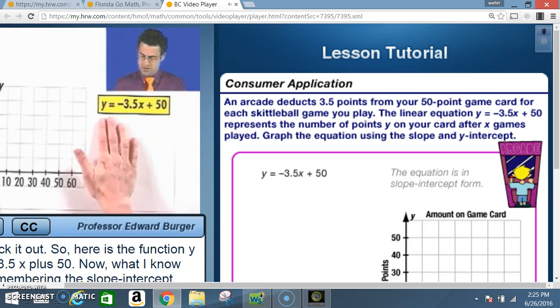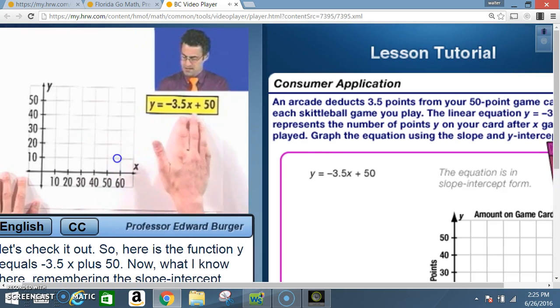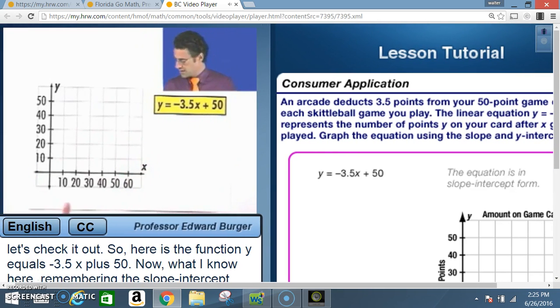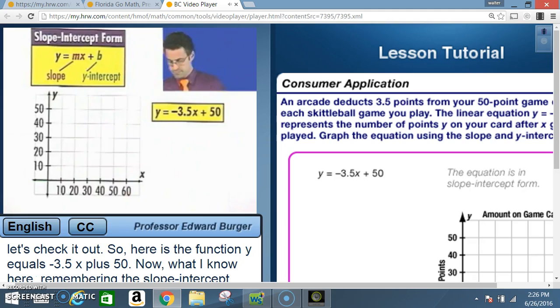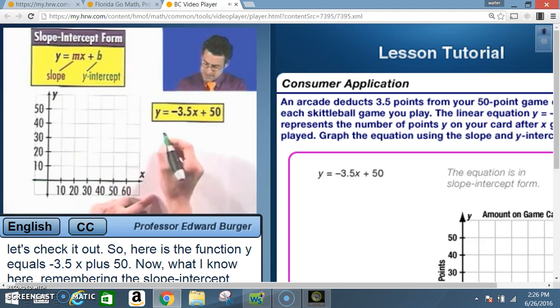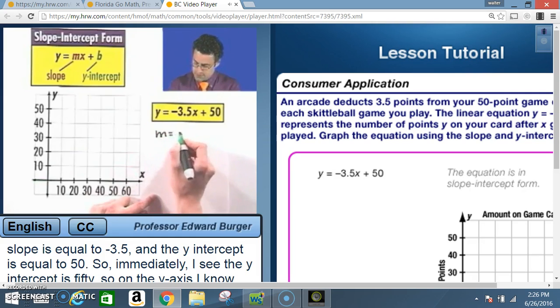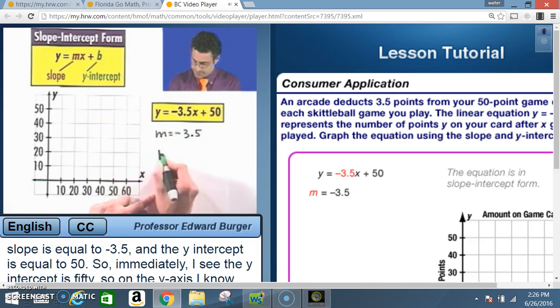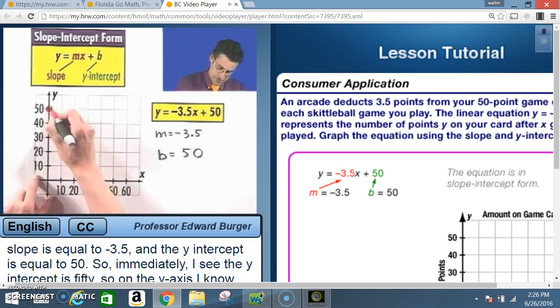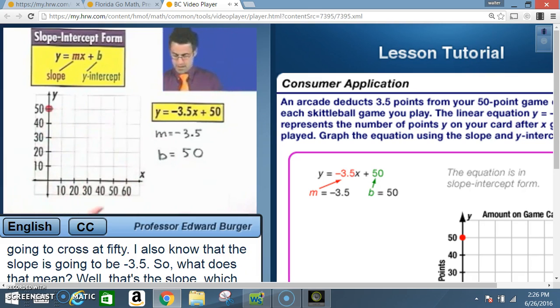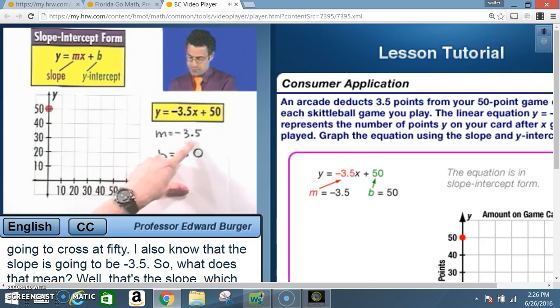So here is the function y equals negative 3.5x plus 50. Now, remembering the slope-intercept form, what I know here is that the slope is equal to negative 3.5, and the y-intercept is equal to 50. So immediately I see the y-intercept is 50, so on the y-axis, we're going to cross it at 50. I also know that the slope is going to be negative 3.5.